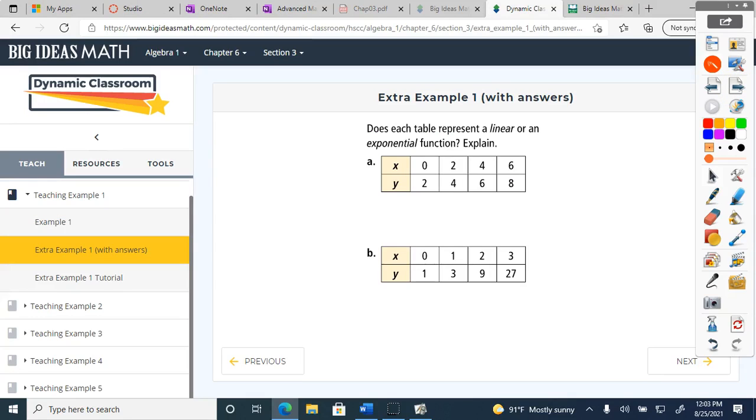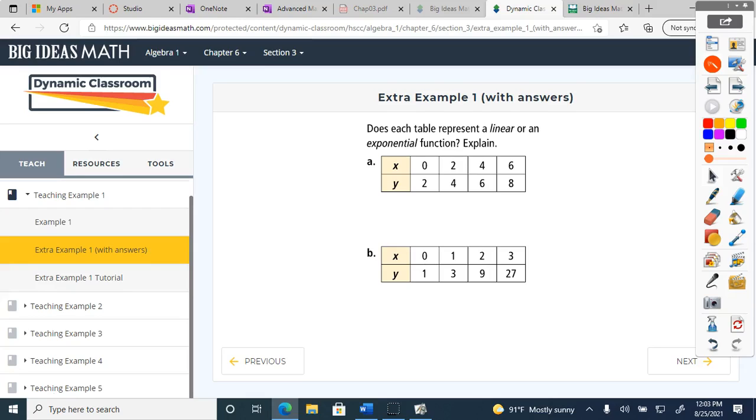Look at A. Give you about 2 seconds. No, I'll give you a little more than 2 seconds. And let's see which one is linear and which one is exponential, or I guess they could both be linear, they could both be exponential, but I don't think they are. All right. Kyler, what you think about A?